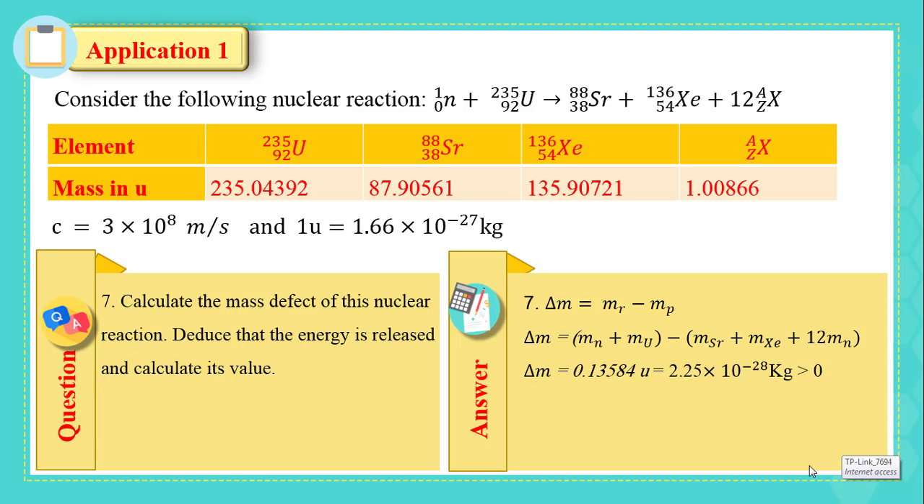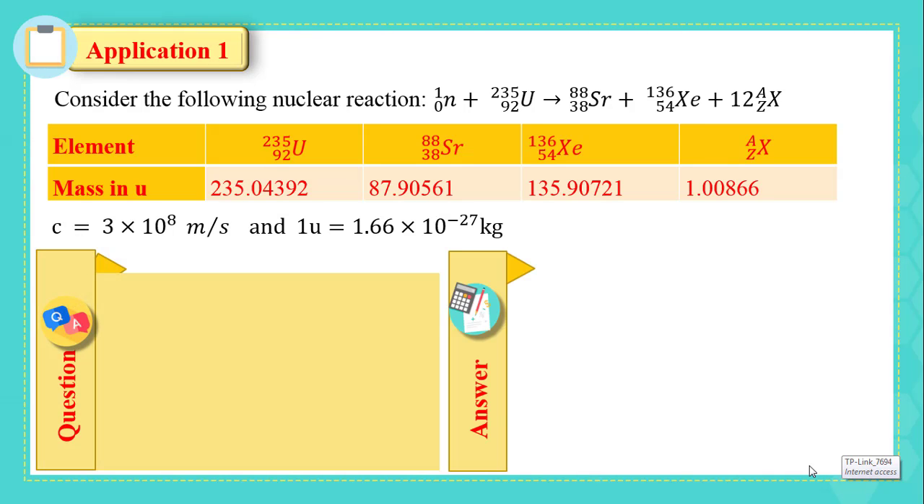But we have to convert this mass into kilogram. So we multiply it by 1.66 times 10 power minus 27 kilogram, and then we get 2.25 times 10 power minus 28 kilogram. It is greater than 0, so this reaction liberates energy. To calculate this energy, we apply the rule E equal delta m c square. I substitute the values, and then we get 2.029 times 10 power minus 11 joule.